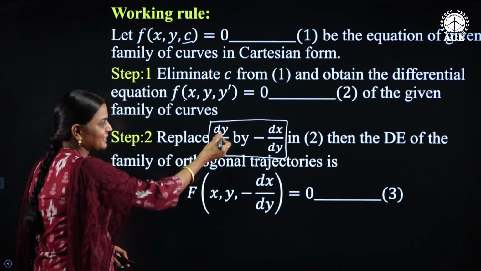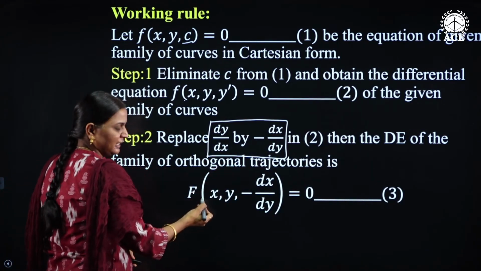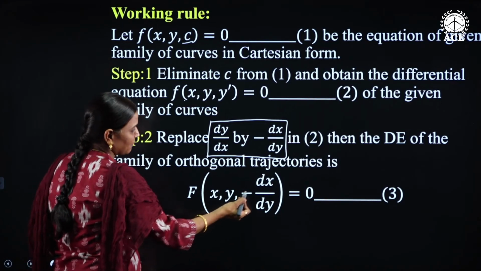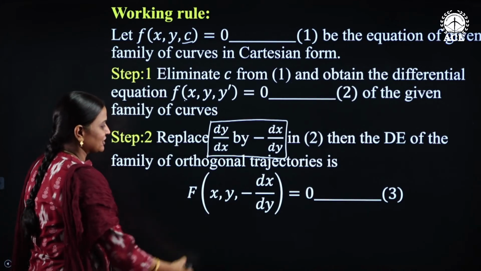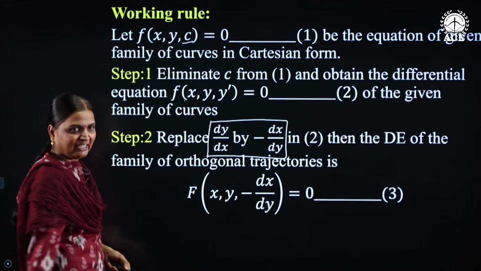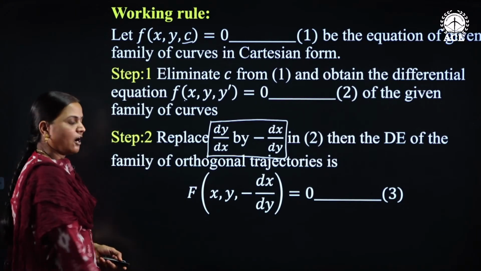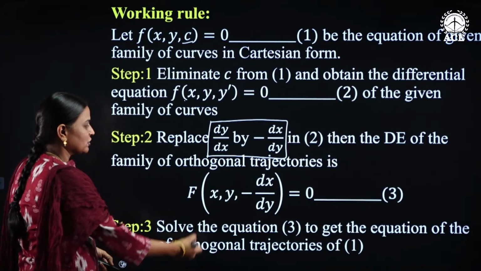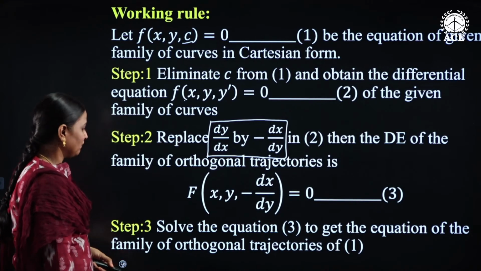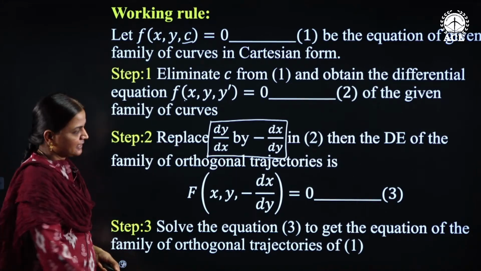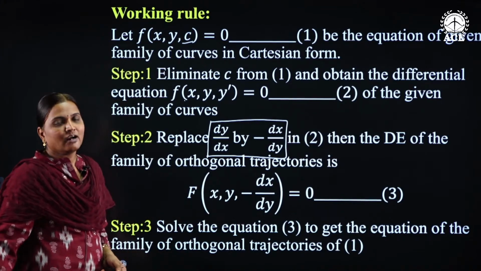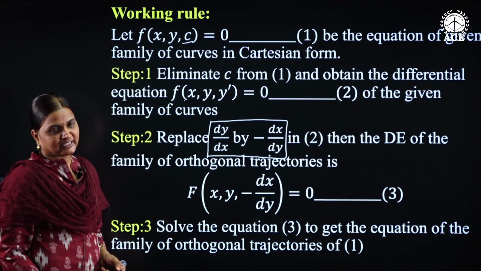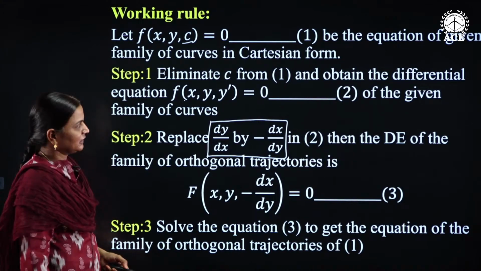After replacing dy by dx by minus dx by dy, the differential equation becomes f of x comma y comma minus dx by dy is equal to 0, which is a first order and first degree differential equation, and we know how to solve this differential equation. So solve equation 3 to get the equation of the family of orthogonal trajectories. The general solution of equation 3 gives the family of orthogonal trajectories of the given family of curves. This is the working rule.